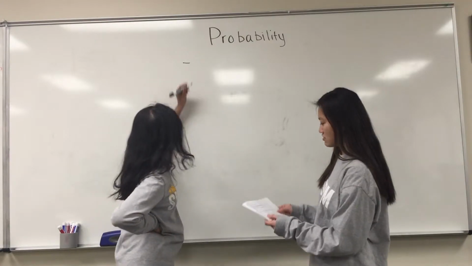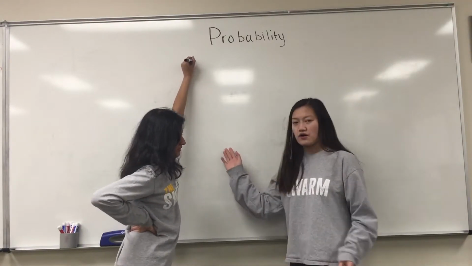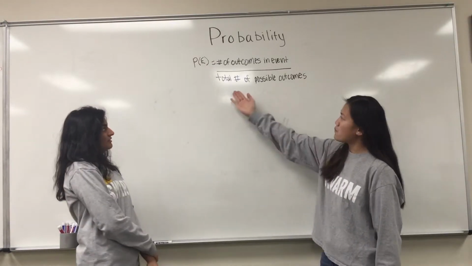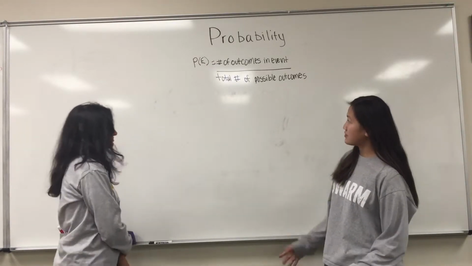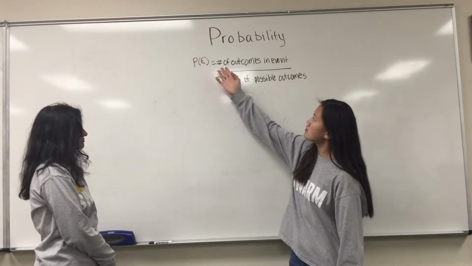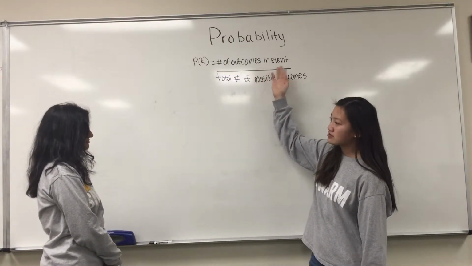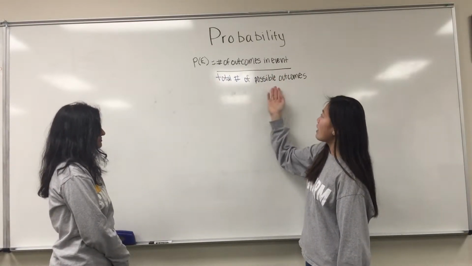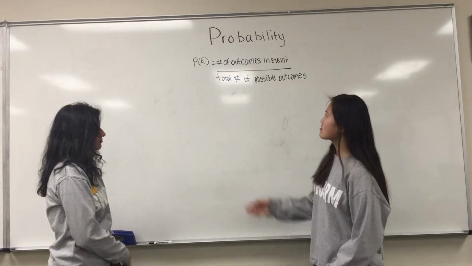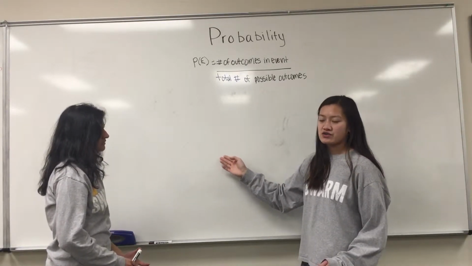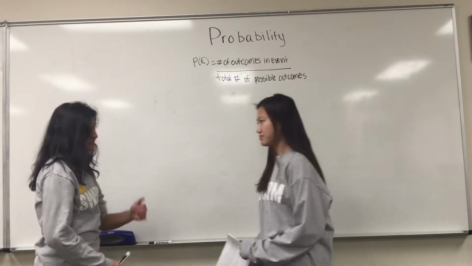Okay. So Swati is going to put up our equation for probability. Here is the equation for probability. So explaining it, the probability of event E is the number of outcomes in the event that you need divided by the total number of possible outcomes, okay? So we're going to leave this up and give some problems that you can try and we'll explain them after.